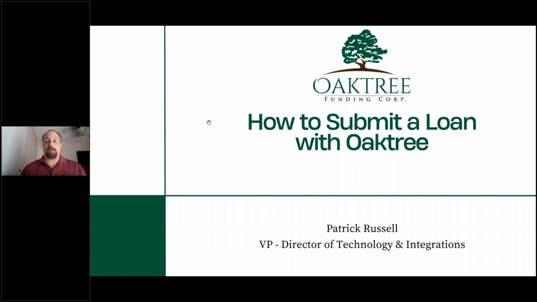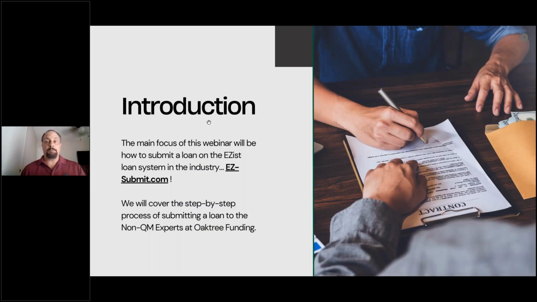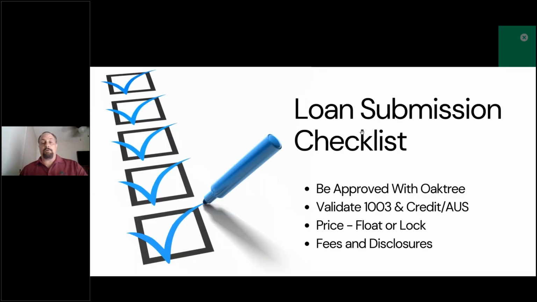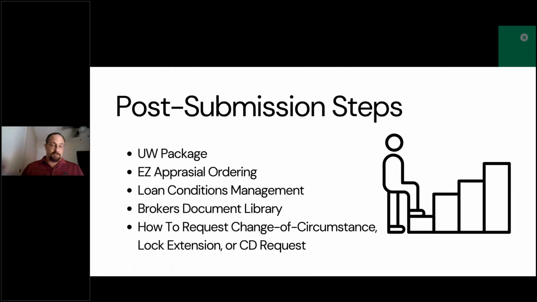Just a quick highlight of what we're going to be covering today. First of all, you have to be approved with Oaktree in order to get credentials and use the system. We're going to go over validating a 1003 and making sure your 3-4 file has good data. We're going to go over credit, pricing, fees and disclosures. And then once we submit, post-submission, we're going to be talking about the underwriting package.